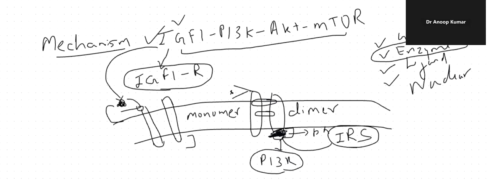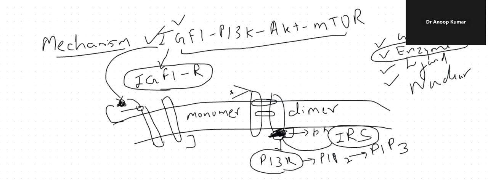Phosphoinositol 3 kinase. This phosphoinositol 3 kinase is going to do the phosphorylation of PIP2 into PIP3. Phosphorylation means a phosphate group is added. So first, phosphoinositol diphosphate is converted to phosphoinositol triphosphate, right?